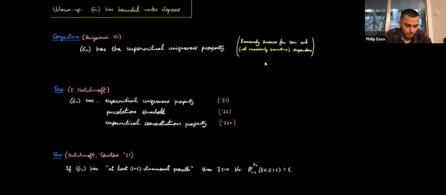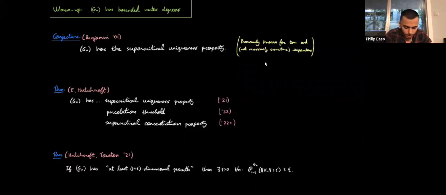So our work started by trying to solve this conjecture of Benjamini from 2001. It is the same Benjamini as the Benjamini and Schramm from earlier. He asked, under this additional hypothesis that it has bounded vertex degrees, does G_n always have the supercritical uniqueness property? This was known for tori using methods highly specific to that, and also for not necessarily transitive expanders. But the conjecture is for an arbitrary sequence of finite transitive graphs with bounded vertex degrees. And so that was a starting point for our work.